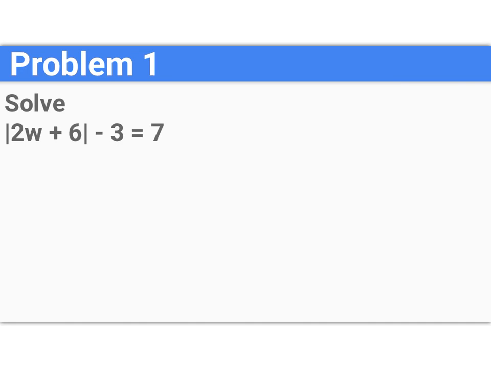Okay, so let's look at this. We have the absolute value of 2w plus 6, minus 3, equals 7. Before we do anything, we've got to get rid of the 3. So we're going to add 3 to both sides. Now we get the absolute value of 2w plus 6 equals 10. Now this is the equation we solve. We look for 2w plus 6 equals 10, and then 2w plus 6 equals negative 10.